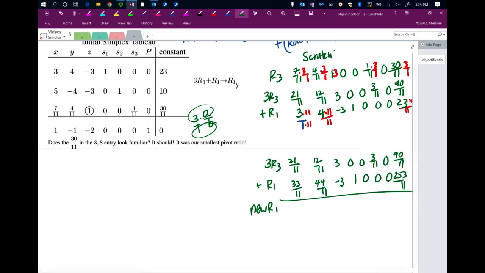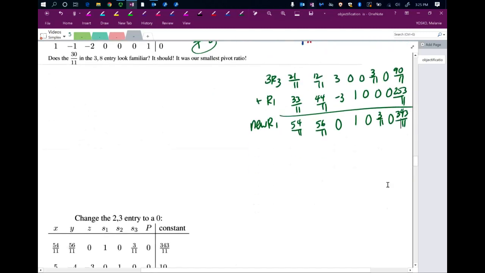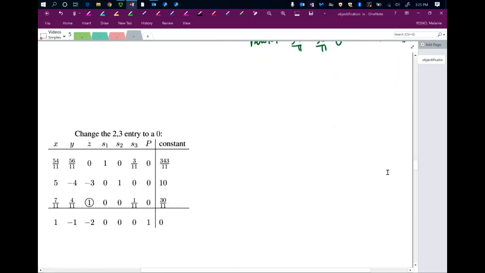So, looks like that's what? 54/11. 56/11. That one zeroes out as it should. We get a 1 and get a 0. 3/11, a 0. And then what? 253 plus 90. We get what? 343/11. This is the new row 1. Okay. So let's check it. Is that what we get here? 54/11, 56/11, 0, 1, 0, 3/11, 0, and 343/11. Perfect. We're going to keep going.